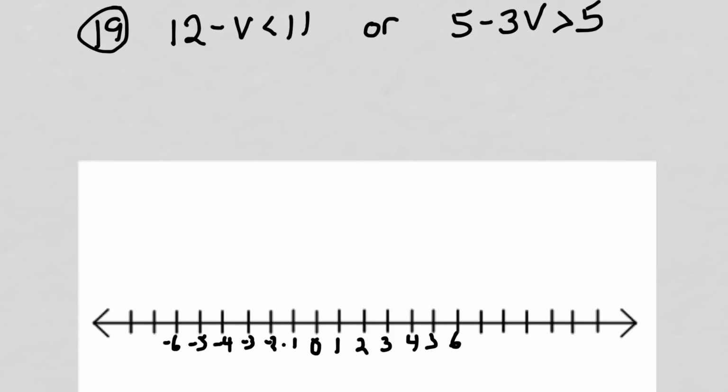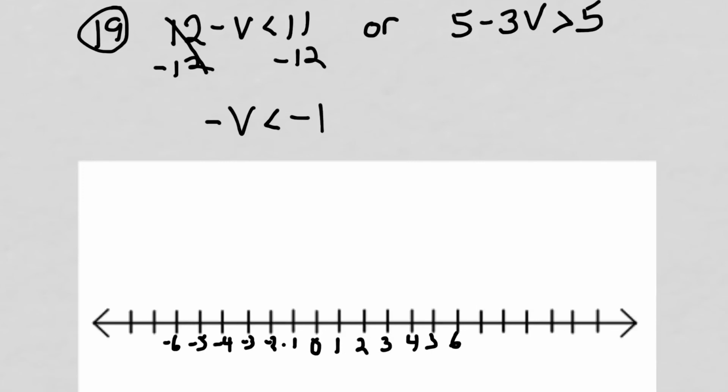Okay, let's think about this. There are some new things here that I want you to think about. I've got 12 minus v is less than 11. We're going to do this one first. I want to get the v by itself. First thing I'm going to do is subtract 12 from both sides. If I do that, they go away, and I'm left with minus v is less than negative 1.